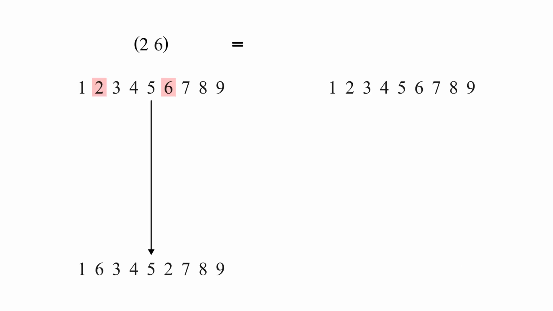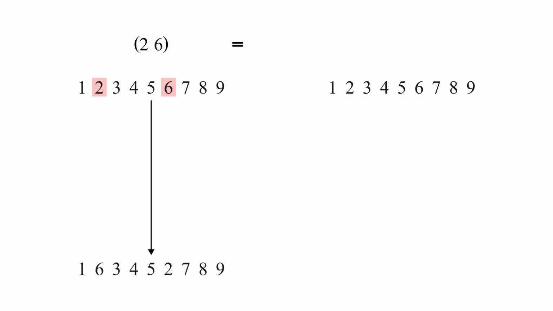A transposition can be further decomposed into adjacent transpositions. An adjacent transposition is a transposition that swaps two numbers that differ by 1. To do so, you start by swapping the smaller number with the next one up.